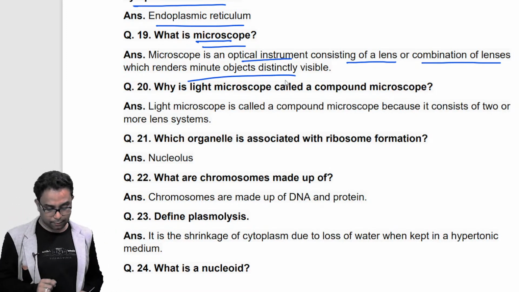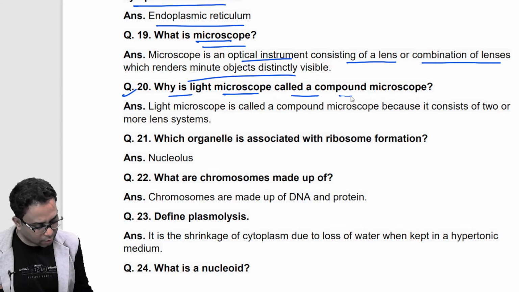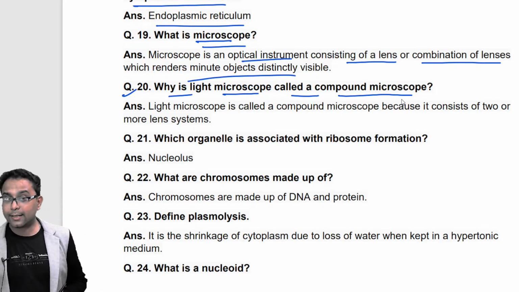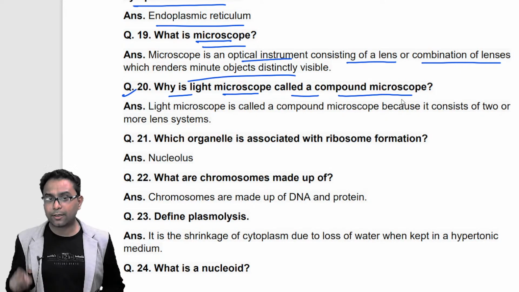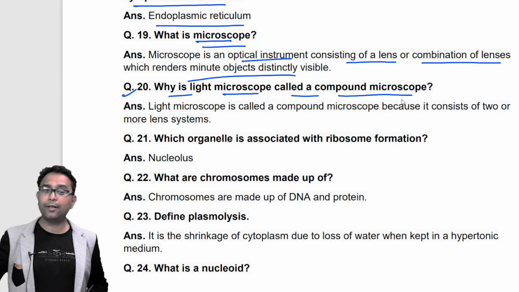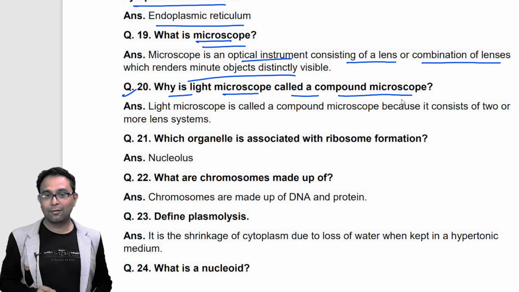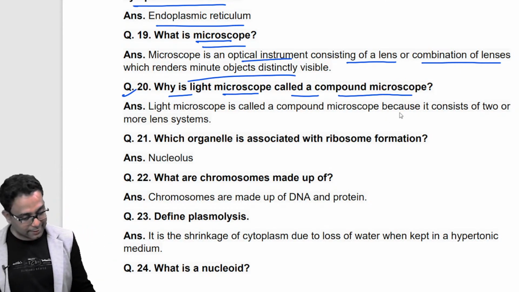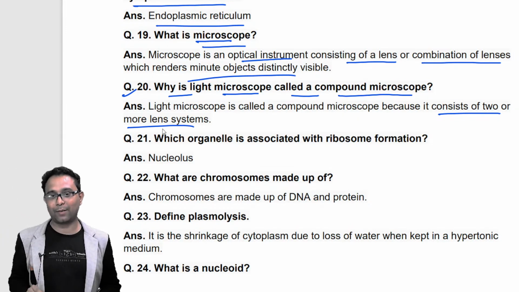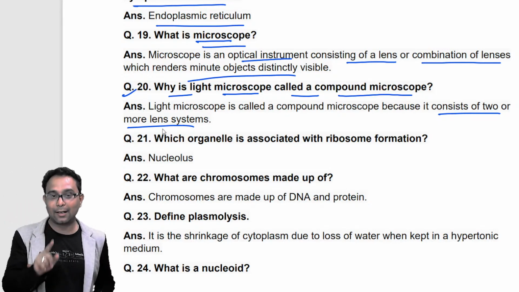Next question number 20. Why is the light microscope called the compound microscope? If you go to your laboratory in the school, you find some microscopes. This microscope is a light microscope. Why is it called the light microscope? Because its illumination source is light, right? But why is it called compound? Because this type of microscope consists of two or more lenses. So it is called the compound microscope. In the simple microscope, they have only a single lens.